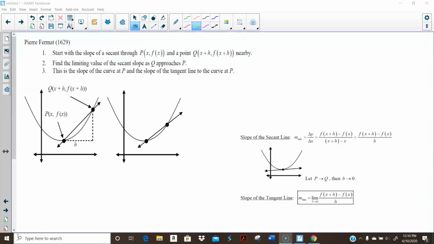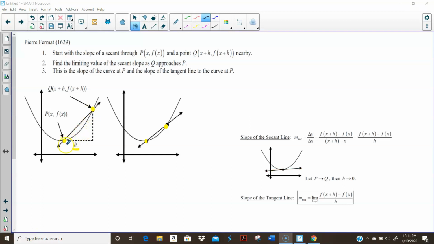So you can see here's my curve, and I've drawn a secant line, and I've got 2 points on that secant line. I've got a point here and a point here. Now the distance between those 2 points we're going to refer to as h. If you look at the second picture, you can see that these 2 points have moved closer together. These points are going to continue to move closer and closer together until they're so close that it almost looks like there's just one single point.